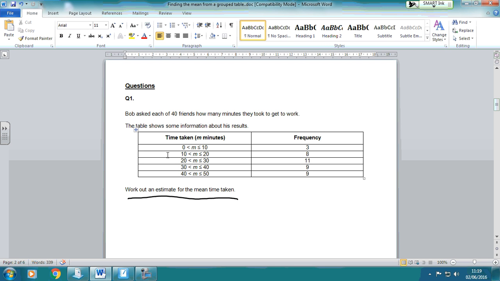The first thing we do is we find the midpoints of all of these. Some are easy like this one. Halfway between 0 and 10 is 5. Halfway between 10 and 20 is 15. And that's reasonably easy to do.